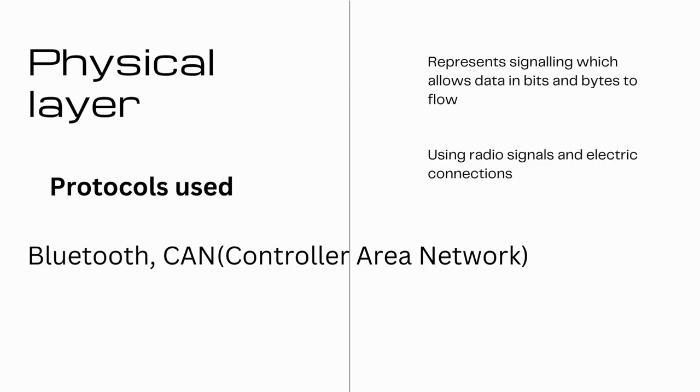Last but not least, the last layer is the physical layer. The physical layer has Bluetooth and Controller Area Network using radio signals and electric connections. The physical layer actually contains infrastructure. So we're talking about Ethernet. Ethernet is there to provide an internet connection via the connecting of two computers using the same cable.